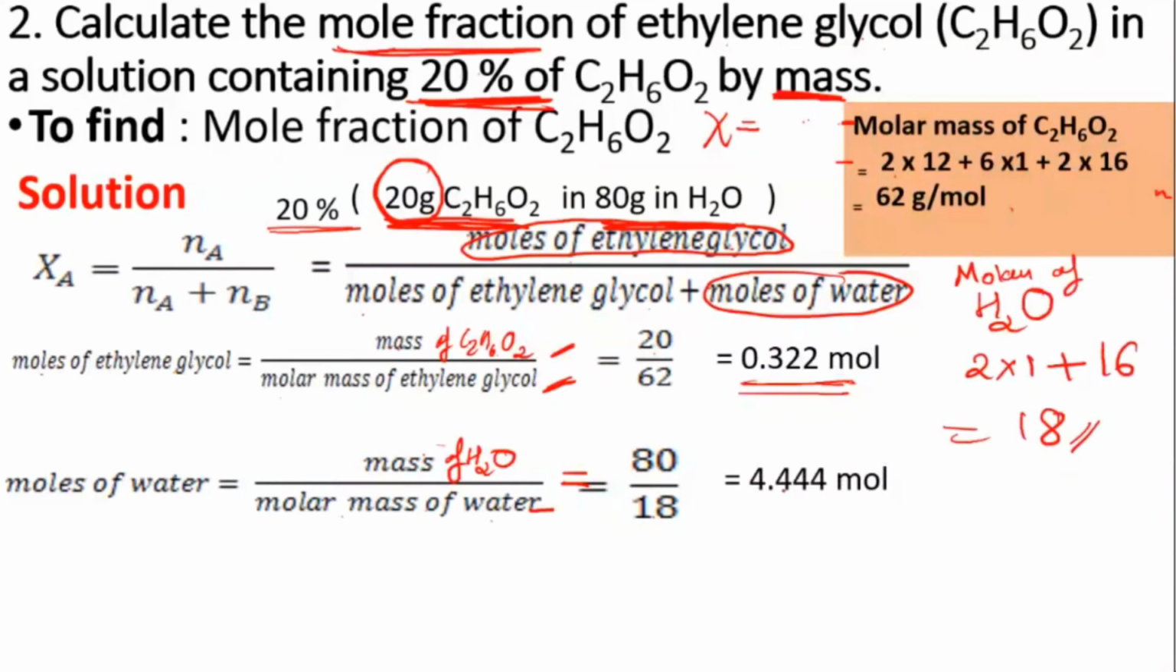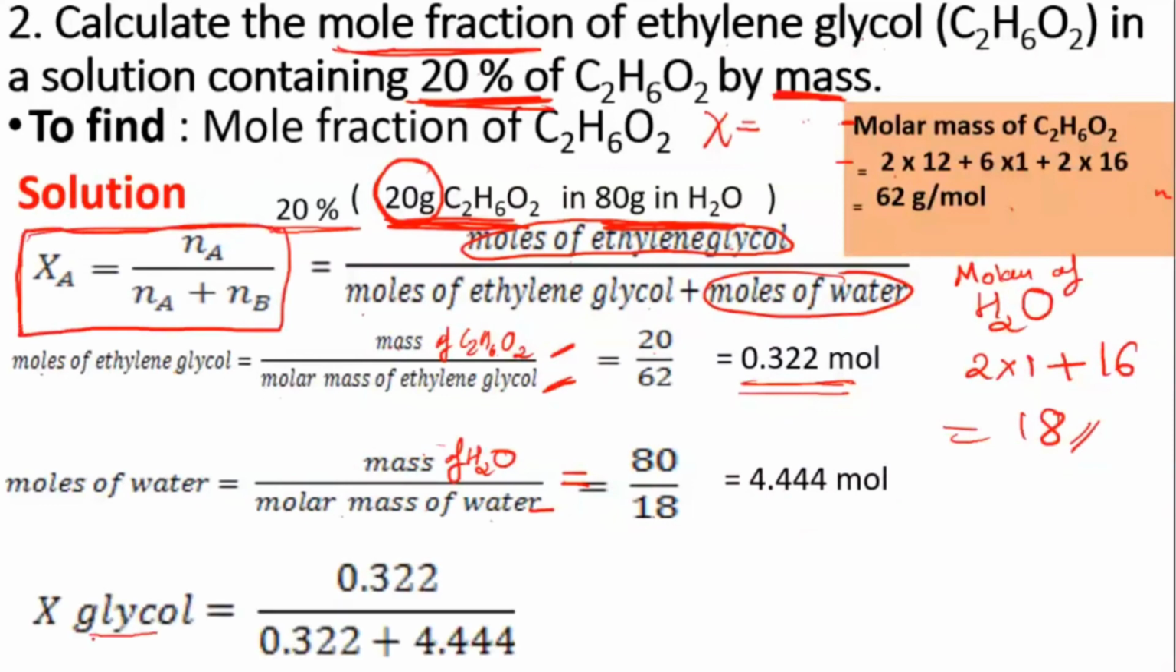So done. Both the moles we have got. Now directly substitute in this formula and find out the mole fraction. We have substituted, and the mole fraction of ethylene glycol is 0.068. If you calculate, you will get this much answer.